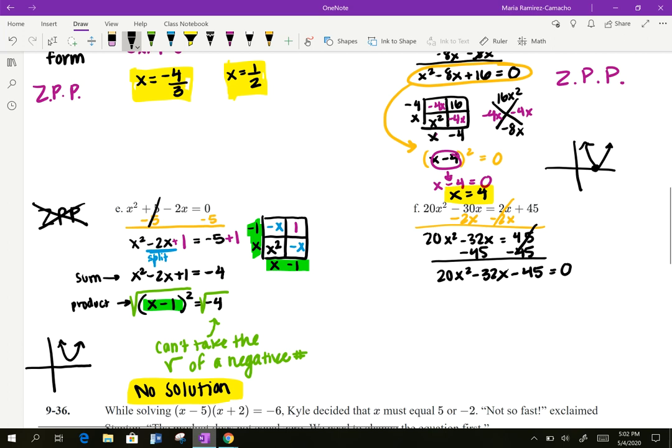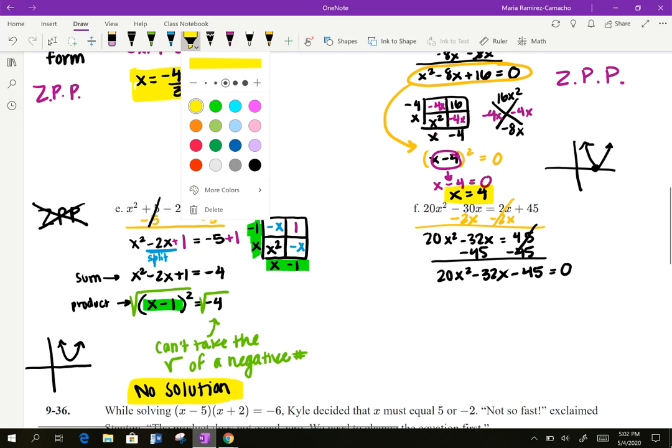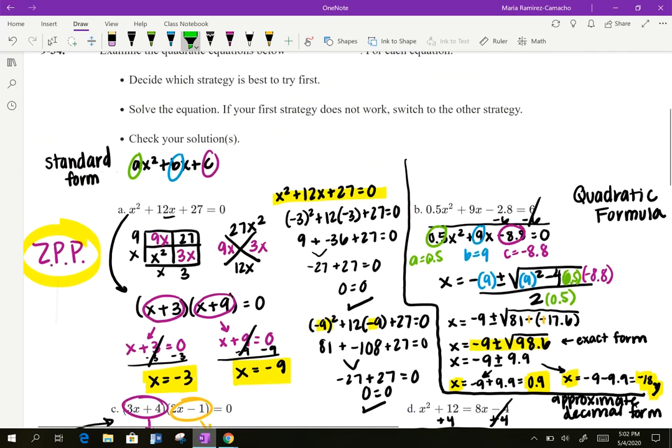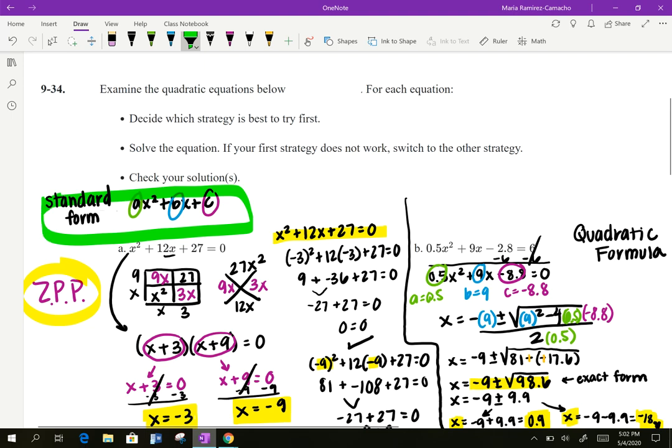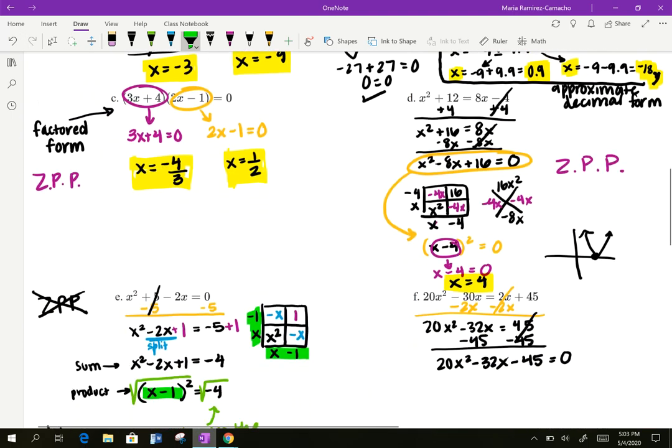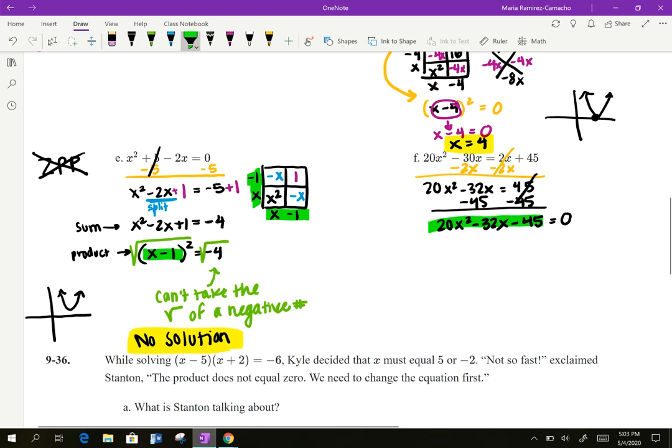Anytime you have an equation that is in standard form, again, standard form is this. Anytime you have an equation in standard form, the quadratic formula will never fail you. I've been using other methods because sometimes they're more convenient, but in this case, I think the quadratic formula would be the most convenient. So here, A is equal to 20. B is equal to negative 32, and C is equal to 45.